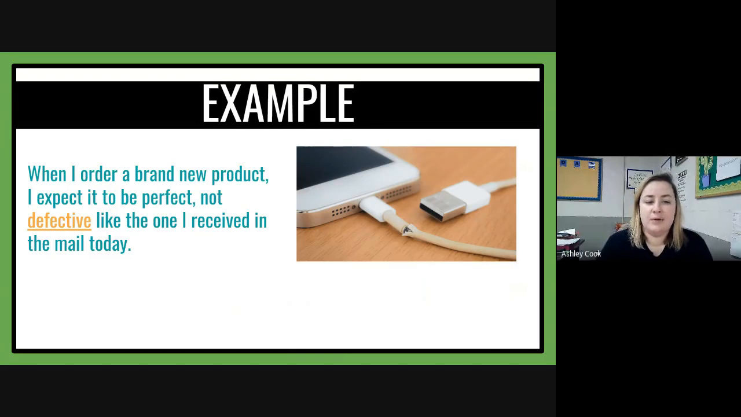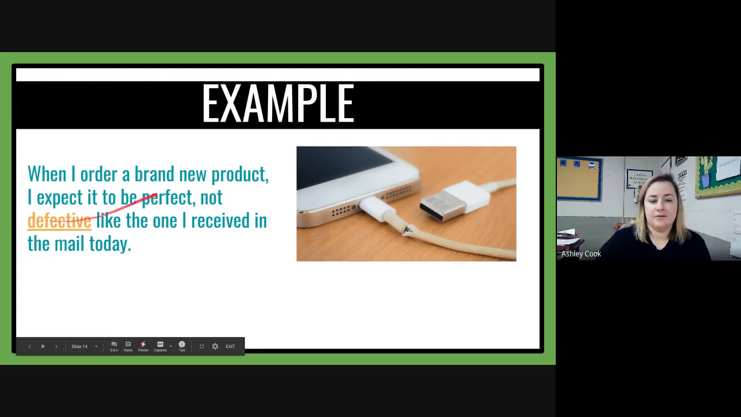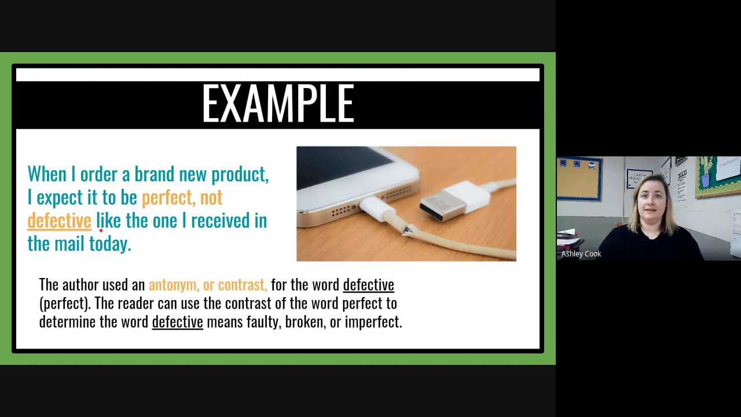For example, when I order a brand new product, I expect it to be perfect, not defective, like the one I received in the mail today. We see the author gave us the antonym here. I expect it to be perfect, not defective. So defective is the opposite of perfect. That would mean it's broken, imperfect, or faulty. It said perfect, not defective. Defective being the opposite of perfect gives us a clue as to what defective means.